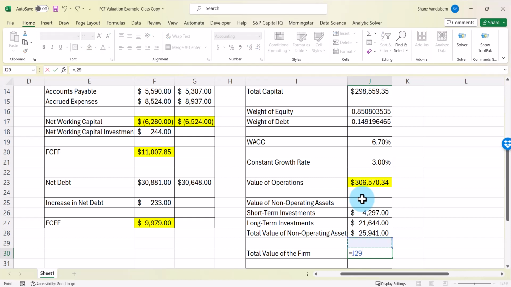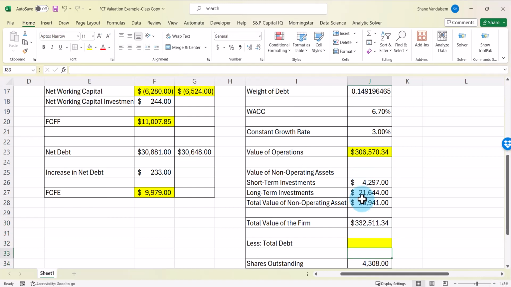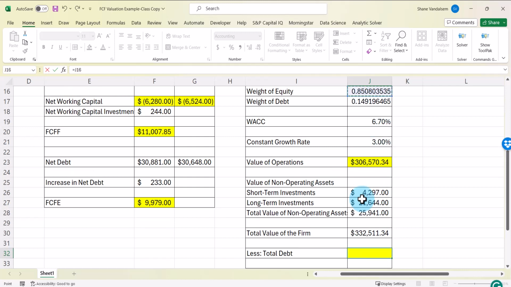And so our total value of the firm is equal to $306,570 plus $25.941, which is $332,511 and 34 cents. The amount of debt, the interest-bearing debt that Coca-Cola has is $44 billion worth.